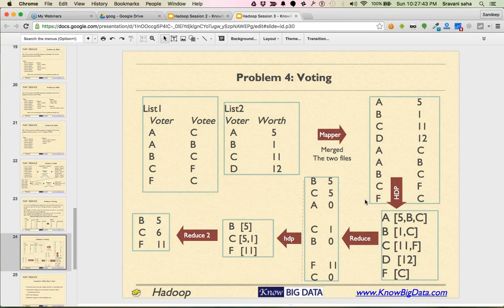So all the values for that particular key, whatever we have made as a key, will come together. Therefore, while joining the two files, you could say you could do the magic. All right.